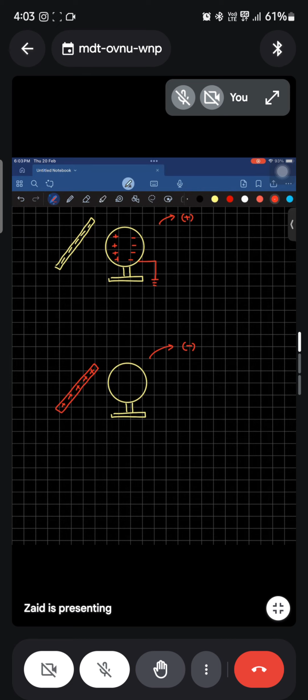And because the charge is negative, negative is going to repel negative and all the electrons will go to the ground. So when all the electrons go to the ground, now you're going to slowly remove the earth wire, but this rod is still in place. This is step number 2. And then finally you're going to remove it, and now you have the positive charges spread evenly all over the sphere. Is that clear or not?